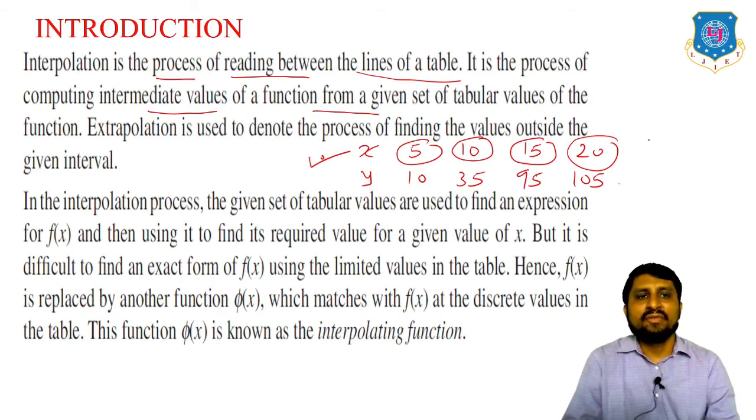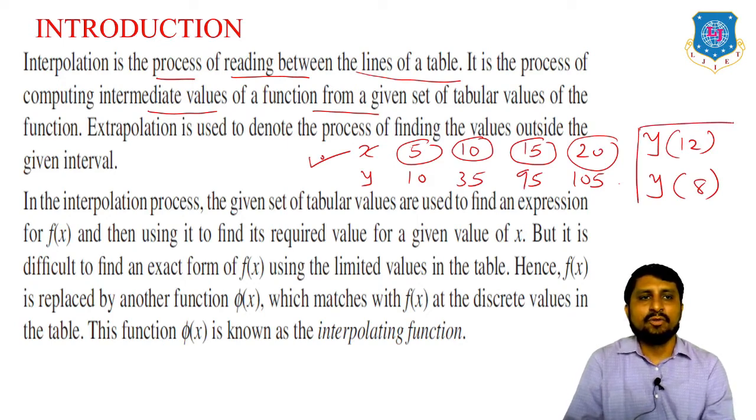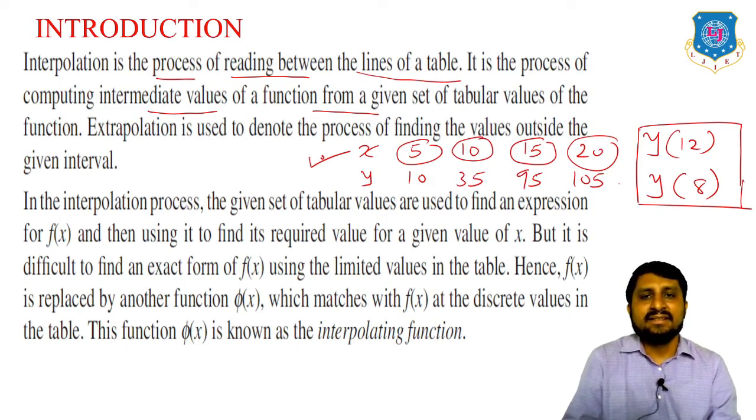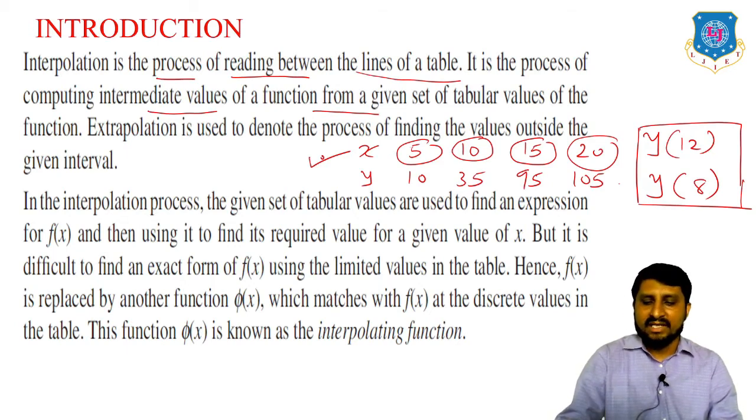Now suppose you want to find the value of y at 12, or the value of y at 8. For that you have to use these numerical methods, which is called interpolation. These 3 important methods, Newton's forward interpolation, backward interpolation, and Stirling interpolation, are only for finite differences, that is, for equal intervals. For unequal intervals, there are 2 other methods: Lagrange interpolation and Newton's divided difference interpolation. So let's start.